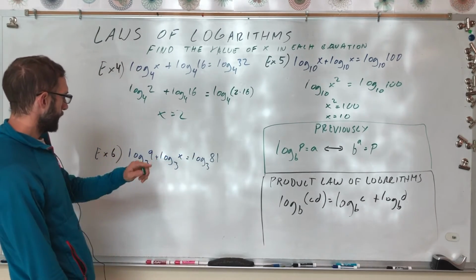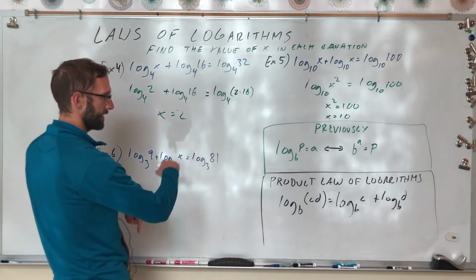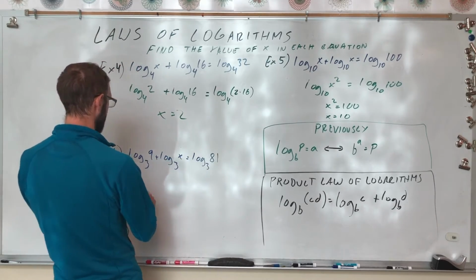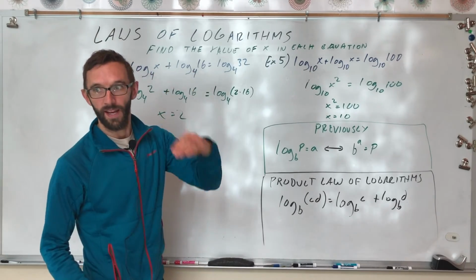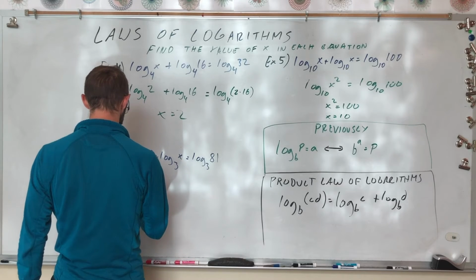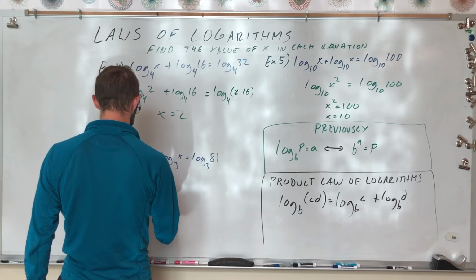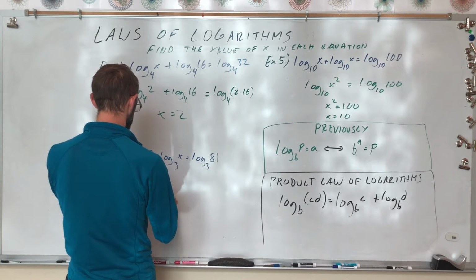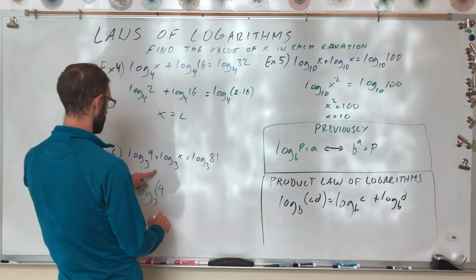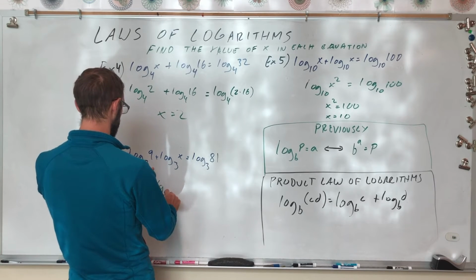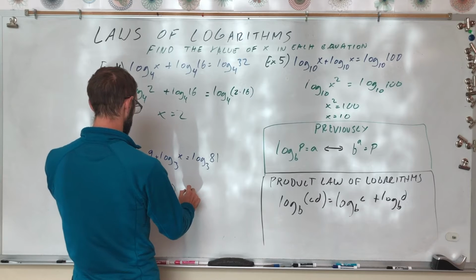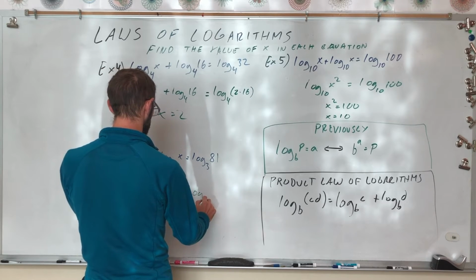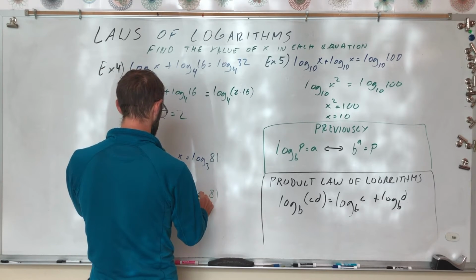All right, now this one, let's apply this product law of logarithms again. So we get log base 3 of 9, and I'm going to put parentheses around this time, times x equals log base 3 of 81.